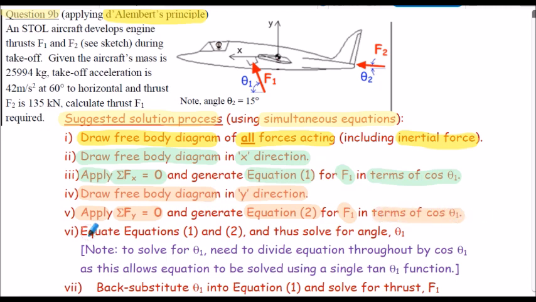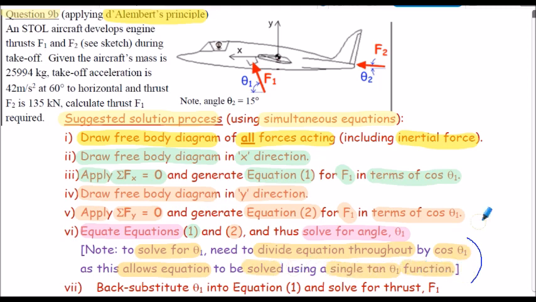What we're going to do now is to solve the simultaneous equations. So we're going to equate equations 1 and 2 above. This will eliminate the F1 term from the equation, so we can solve for angle theta 1. Just note that within this solution, when solving for theta 1, we will need to divide the equation throughout by cos theta 1, and then you will note this will allow the equation to be solved using a single tan theta 1 function. It's a technique we've used in previous presentations for solving trigonometric equations.